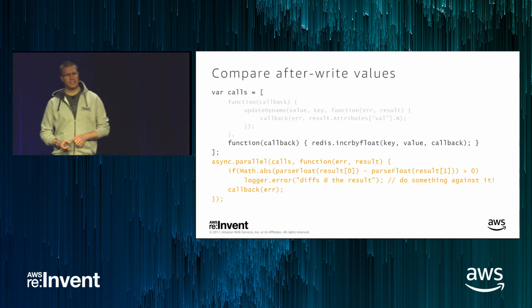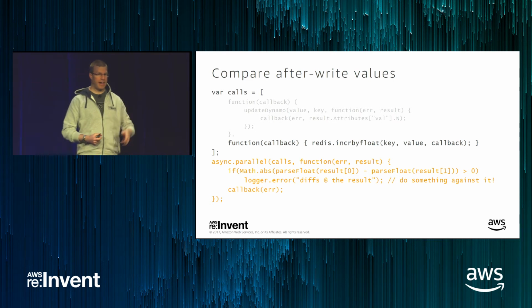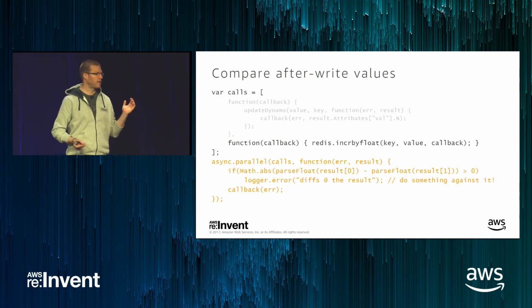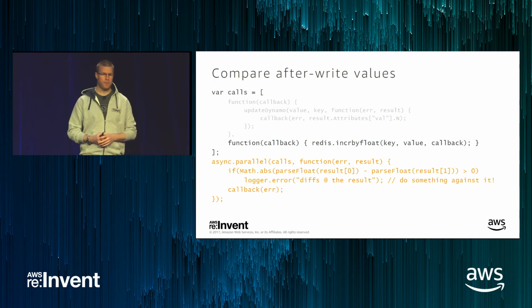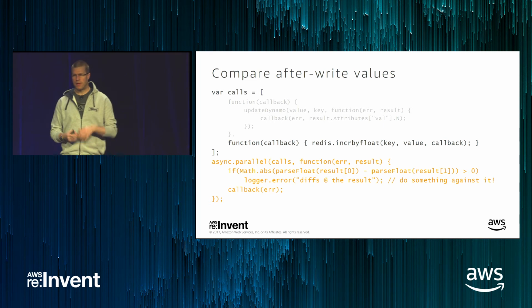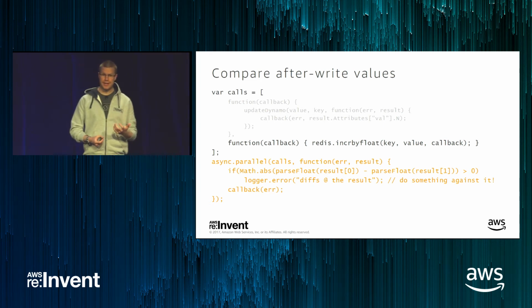We can now do exactly the same with Redis. That's the black part. Redis does exactly the same. We do an increment by float on Redis, we update a value, and Redis gives us back the value which is inside of Redis now after we wrote that. The orange part, now most of you will see that's Node.js.